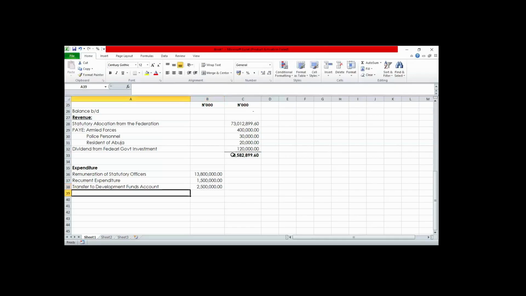The next one. Contingency fund. How much? 20,000. The next one. That's all.